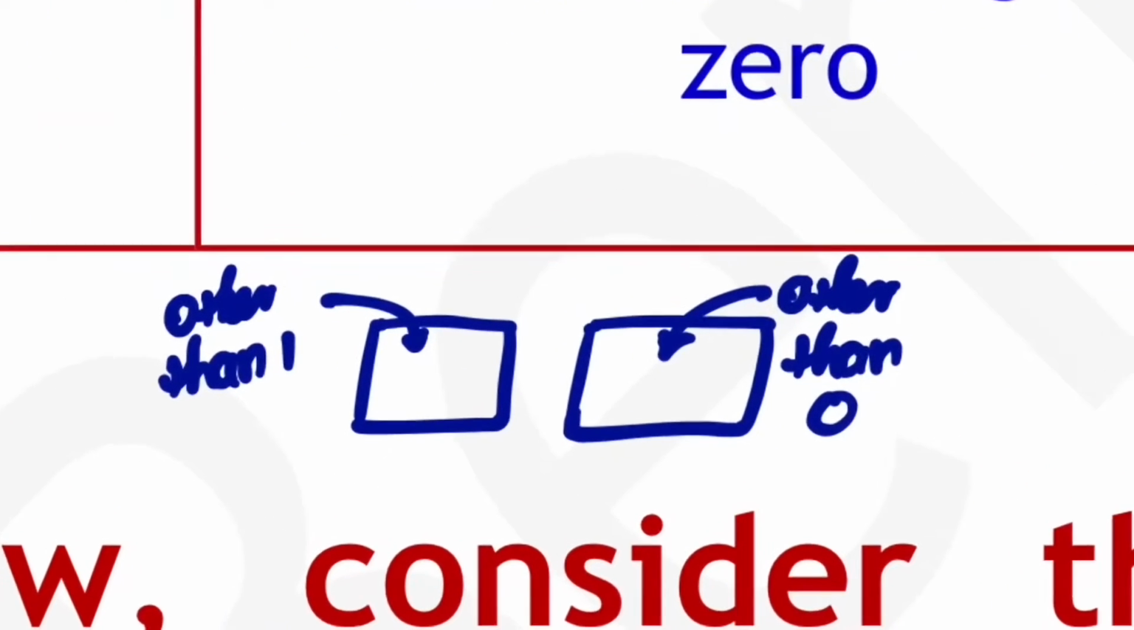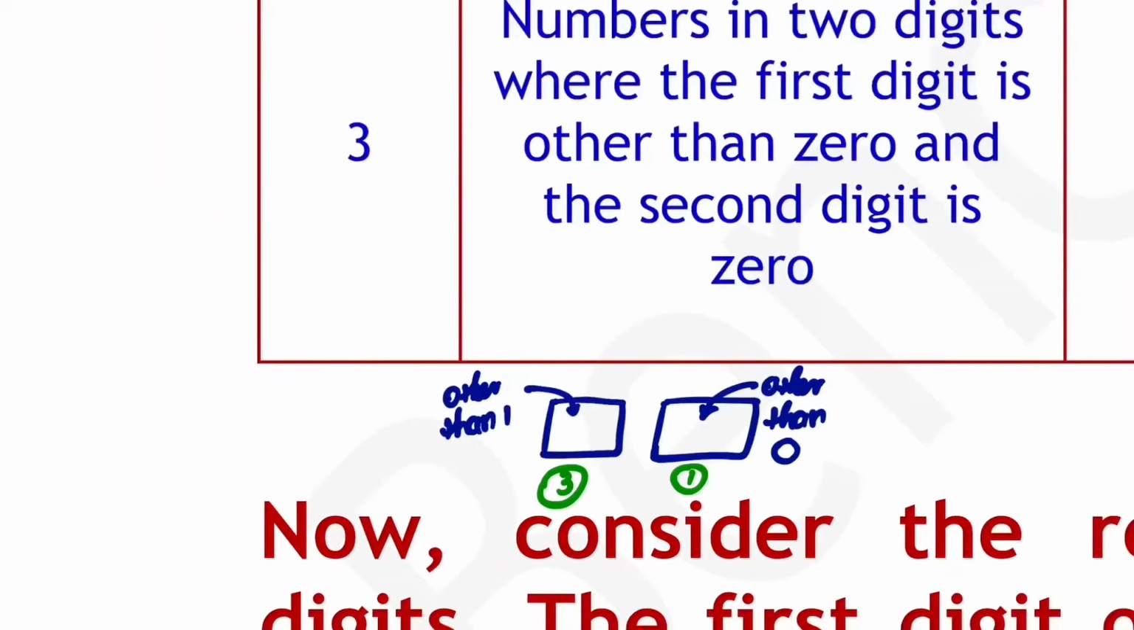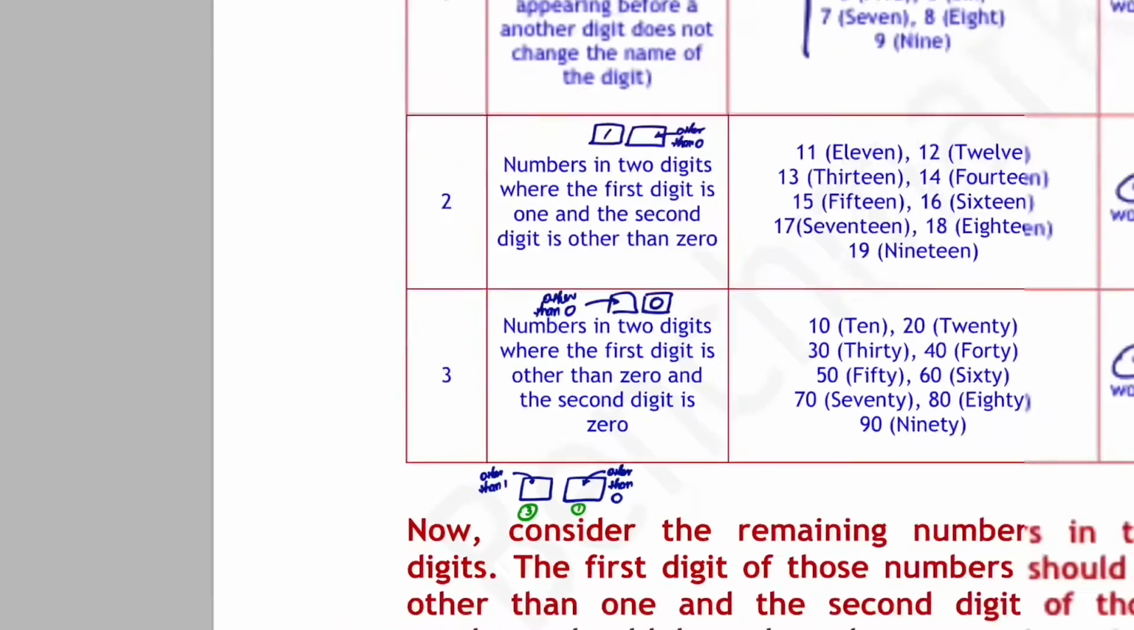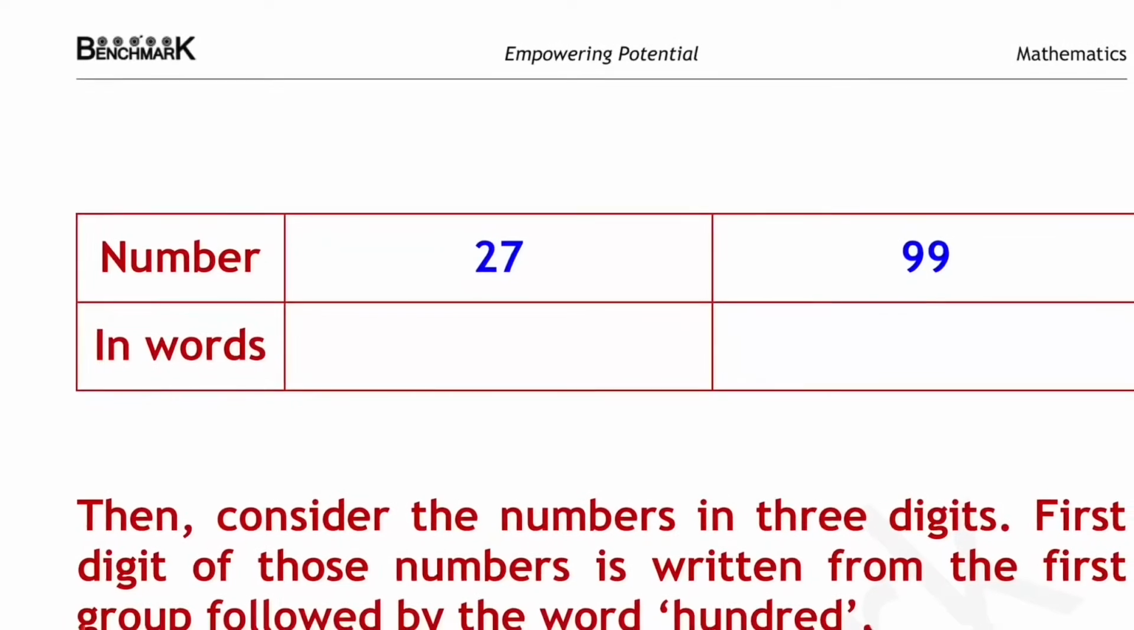For these numbers, we are not using any additional words. In reading these 2-digit numbers, we don't have any other new word. We read the first digit from the third group we have identified above and the second digit from the first group we have identified above. Let's see how this can be done. Go to the next page.